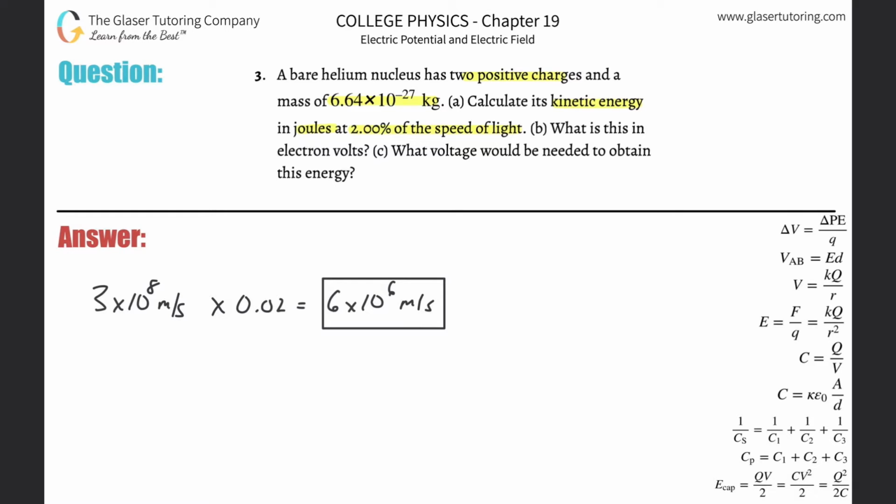So now they want us to take this velocity and calculate the kinetic energy of a bare helium nucleus that has 2 positive charges, and it tells us the mass, 6.64 times 10 to the minus 27. So what is the kinetic energy formula? Simply, kinetic energy is equal to 1/2 times mass times velocity squared. So the kinetic energy will be 1/2 times the mass of that moving particle, the bare helium nucleus, 6.64 times 10 to the minus 27 kilograms, multiplied by the velocity, 6 times 10 to the 6, squared.